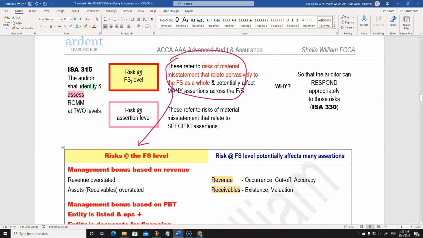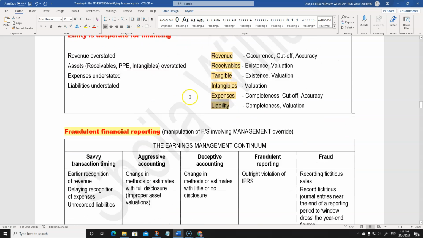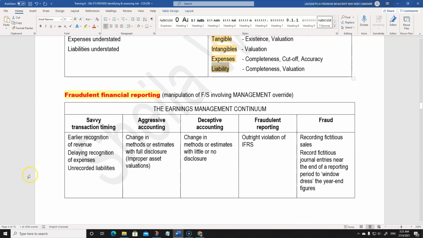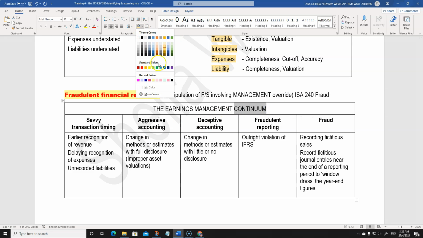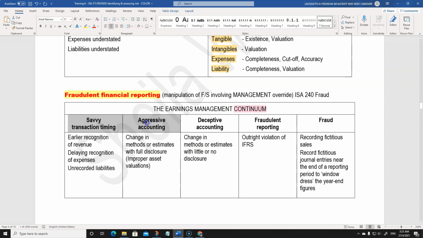When there is manipulation. And who will manipulate it? Not the juniors in the company. It would definitely be management. So let's have a look at this. This diagram here, this box down here, is actually taken from your ACCA 240 notes on fraud. Here we're talking about fraudulent financial reporting. And with fraudulent financial reporting, there is this continuum. Continuum simply means that at a lower level it is not so serious, and then it just goes up to super serious.